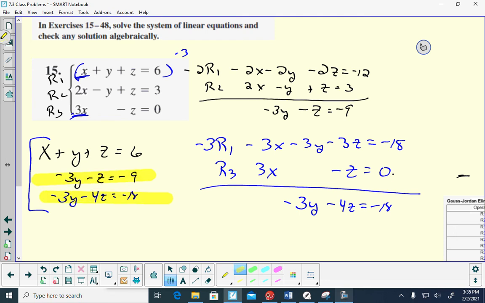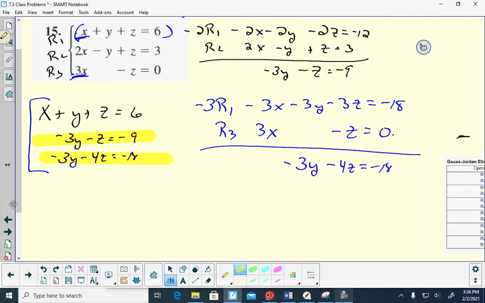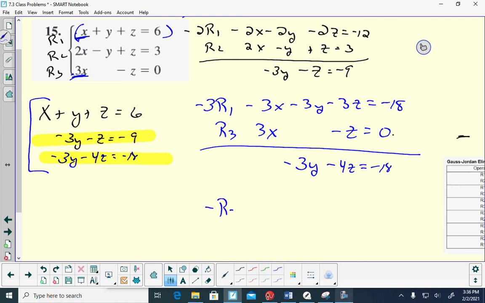So it looks like I could just multiply one of them by a negative and leave the other one alone. So let's say I take negative row 2, and over here's my little work area. So I'm going to take negative row 2, so that's going to make that positive 3y, plus a positive z, and that's going to equal positive 9, because they were all negative. If I switch the signs, they're all going to be positive. Copy down row 3, so this will be negative 3y minus 4z is equal to negative 18.